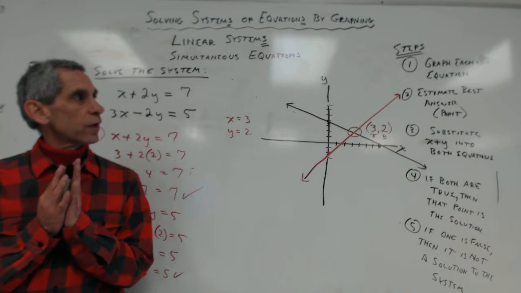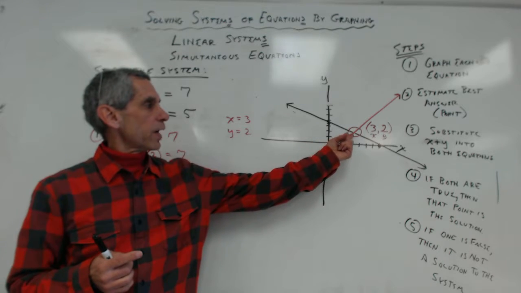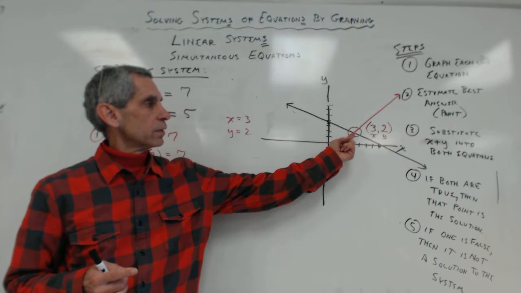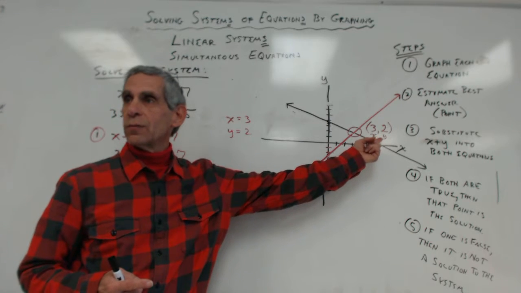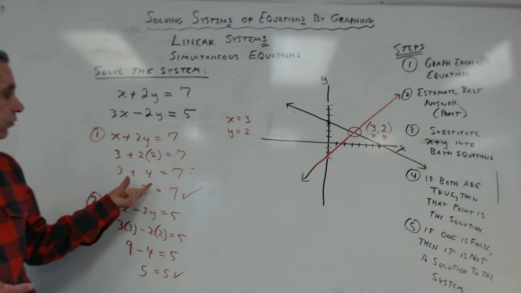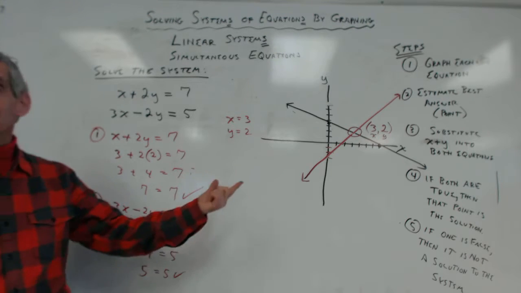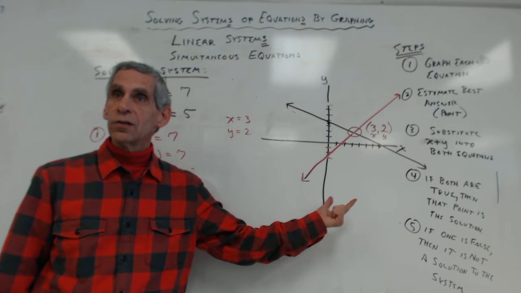So we graphed each equation. We figured out what we thought was the best estimate of that point, and that point has an x comma y. We substituted those x and y's into the original equations. And if we got true answers on both of them, then that point is correct. Then we found the solution to the system.